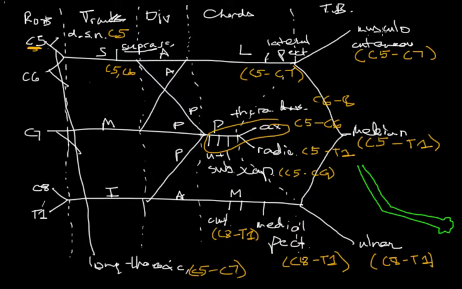Okay, so what does the musculocutaneous do? Well, the name kind of gives it away. It does musculo, meaning it's going to do the muscles in your arm. And cutaneous means skin. So it's going to do skin in your forearm. So it's going to innervate the muscles in your arm, and it's going to do sensation in your forearm.